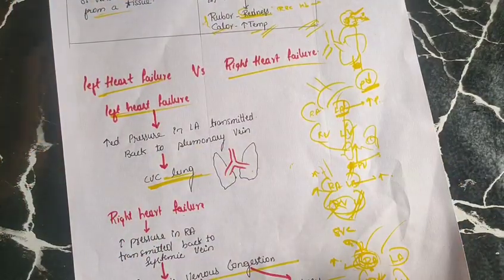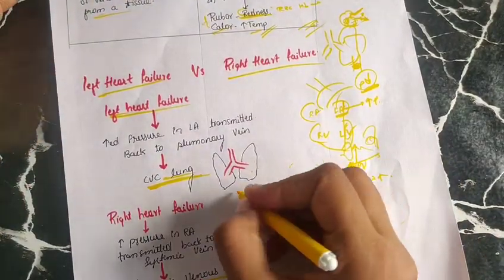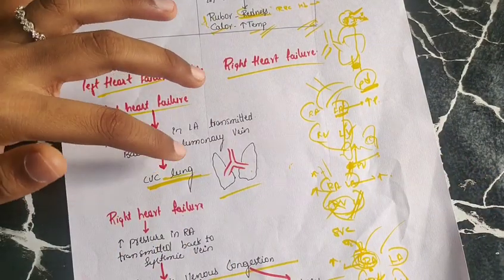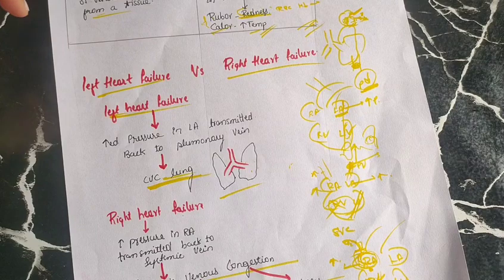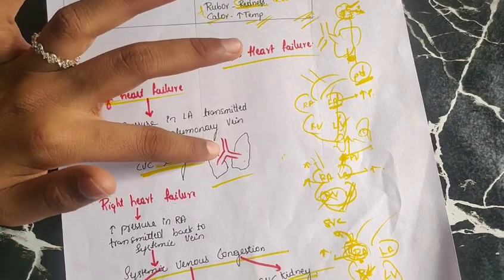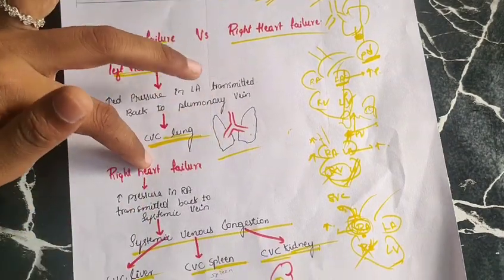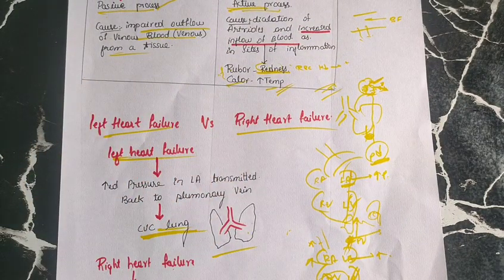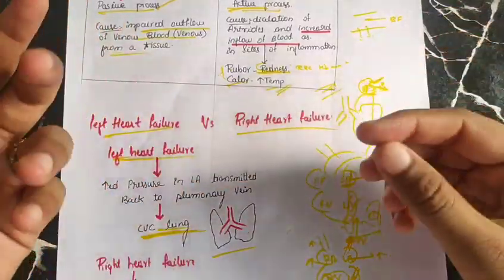When I discuss CVC lung, I'll mention the cause again: it will be left heart failure in CVC lung, whereas in CVC liver it will be right heart failure. This is all about the difference between congestion and hyperemia, and what will happen if there is left heart failure and right heart failure.